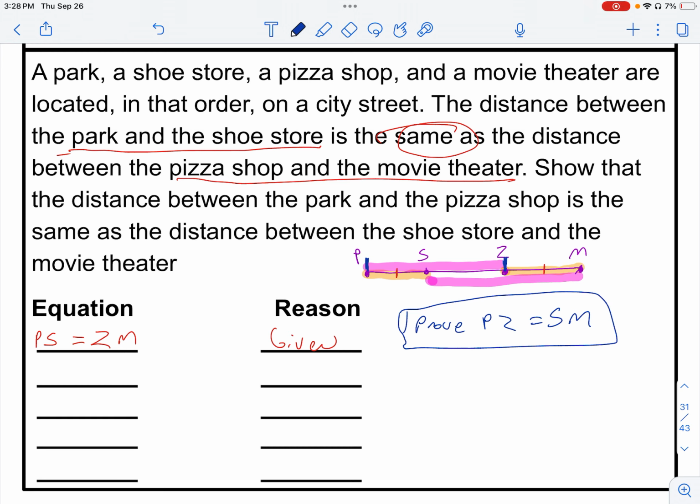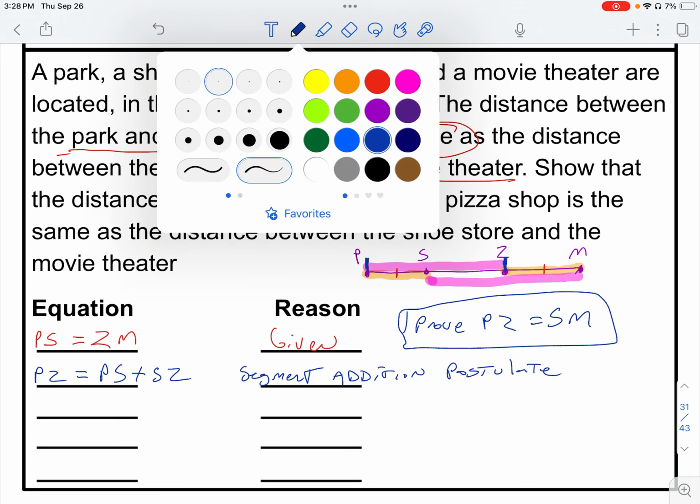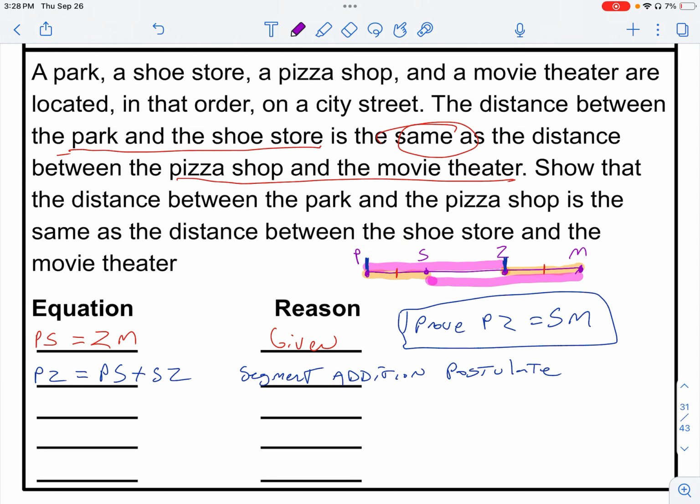So PS and SZ is going to be PZ equals PS plus SZ. And that's our segment addition postulate. All right, we got that in.